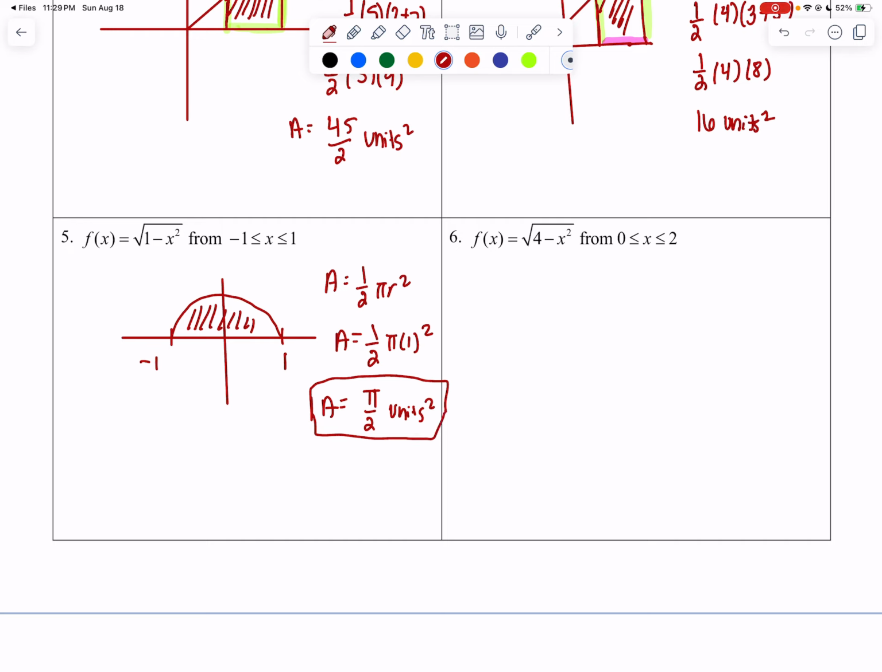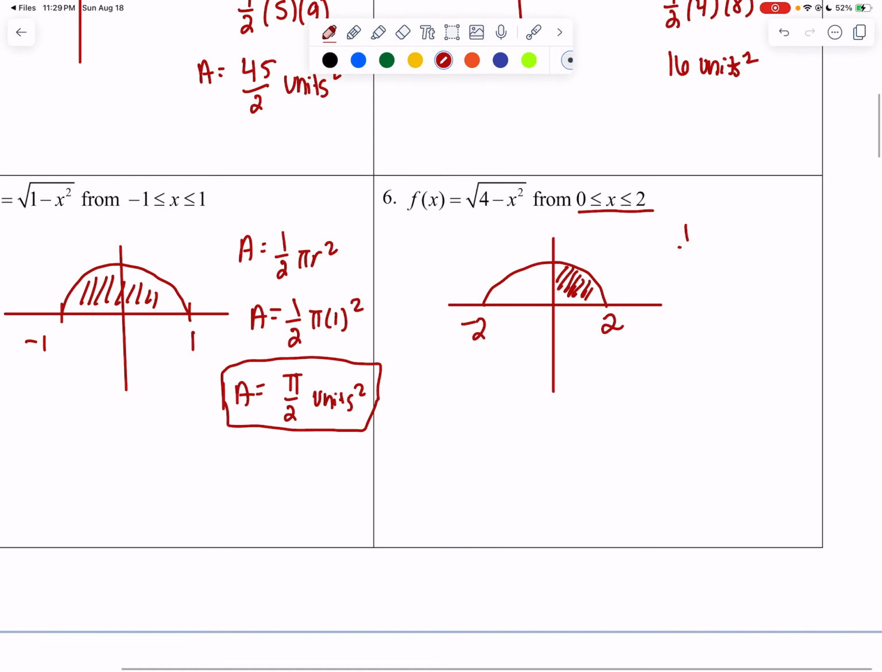Number 6 is very similar, except instead of the square root of 1 minus x squared, I have the square root of 4 minus x squared, meaning that I'm going to have a semicircle from -2 to 2. However, notice how my restricted region is from 0 to 2. So instead of a semicircle, I actually have a quarter circle. So I have 1/4 pi r squared, 1/4 pi 2 squared. Simplify that down, I'm going to get an area of pi units squared.